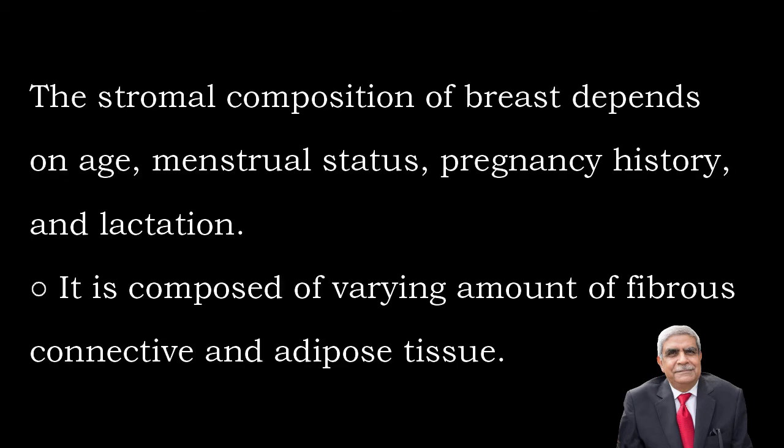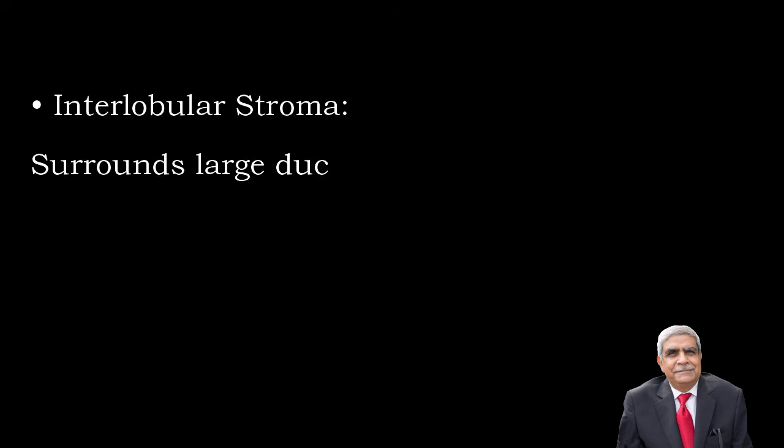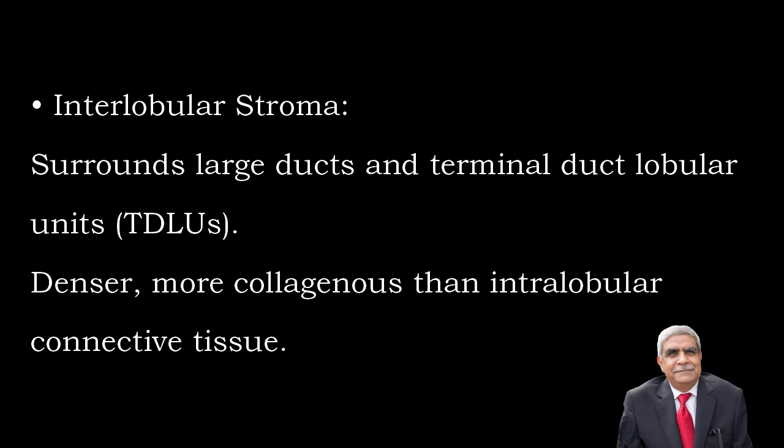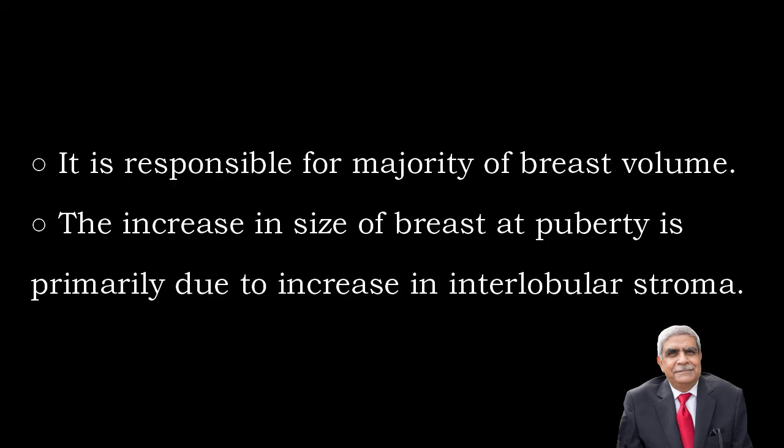Now, a few words about mammary stroma. The stroma composition of breast depends upon age, menstrual status, pregnancy history and lactation. It is composed of varying amount of fibrous connective tissue and adipose tissue. Interlobular stroma surrounds large ducts and terminal duct lobular units, denser, more collagenous than intralobular connective tissue. It is responsible for majority of breast volume.